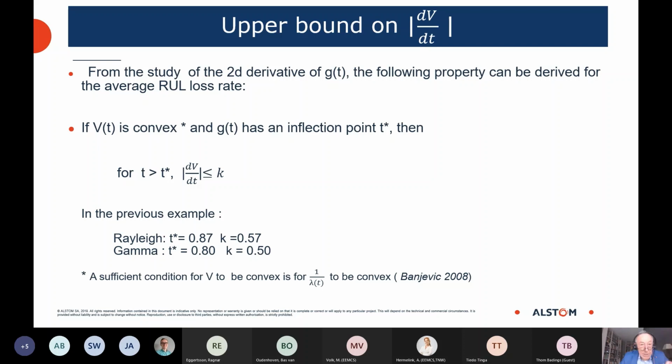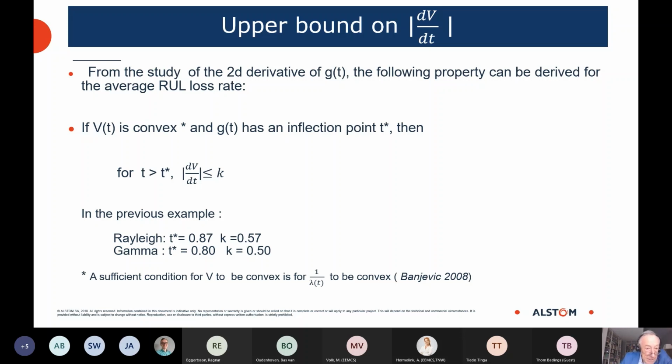Then an interesting property, and I ask you to believe me, but you can derive it yourself as an exercise. From the study of the second derivative of g of t, we can find the following property. If v of t, the mean residual life, is convex, which is frequently the case, and if g of t has an inflection point, call it t star, then for the time after this inflection point, k gives an upper bound on the average RUL loss rate, dv over dt.